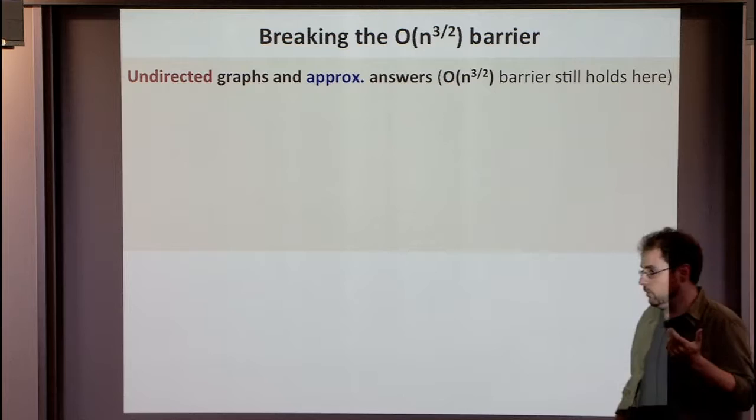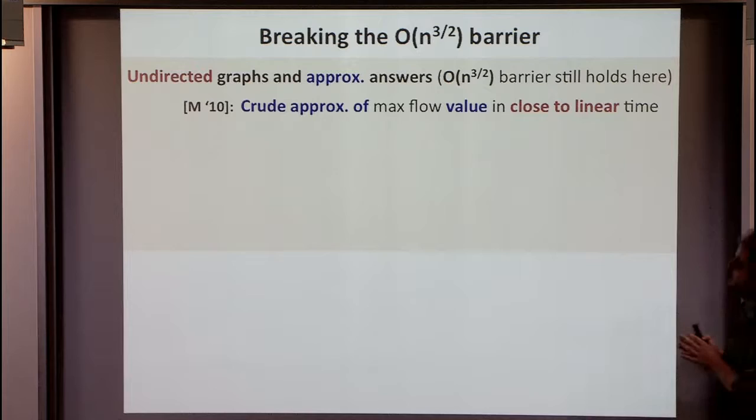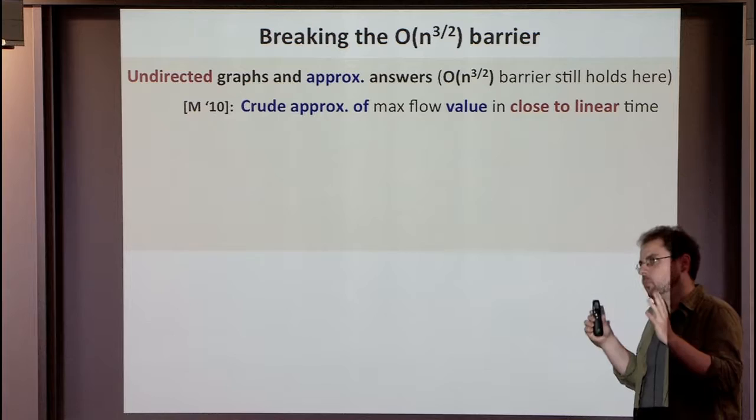And indeed, as a first indication, there was a technique that actually allows you to get a very crude approximation, roughly a polylog approximation, in time close to linear.